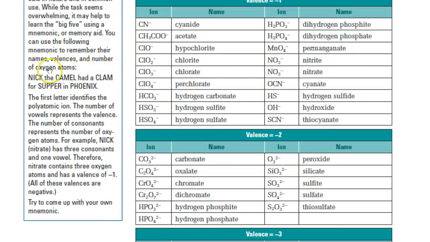You can also use a memory aid to help you remember the big 5 polyatomic ions. Nick the camel had a clam for supper in Phoenix. So the first letter identifies the polyatomic ion. The number of vowels represents the valence. The number of consonants represents the number of oxygen atoms. So for example, Nick is nitrate. It has 3 consonants, N-C-K, and 1 vowel, I. So therefore nitrate contains 3 oxygen atoms and has a valence of -1.